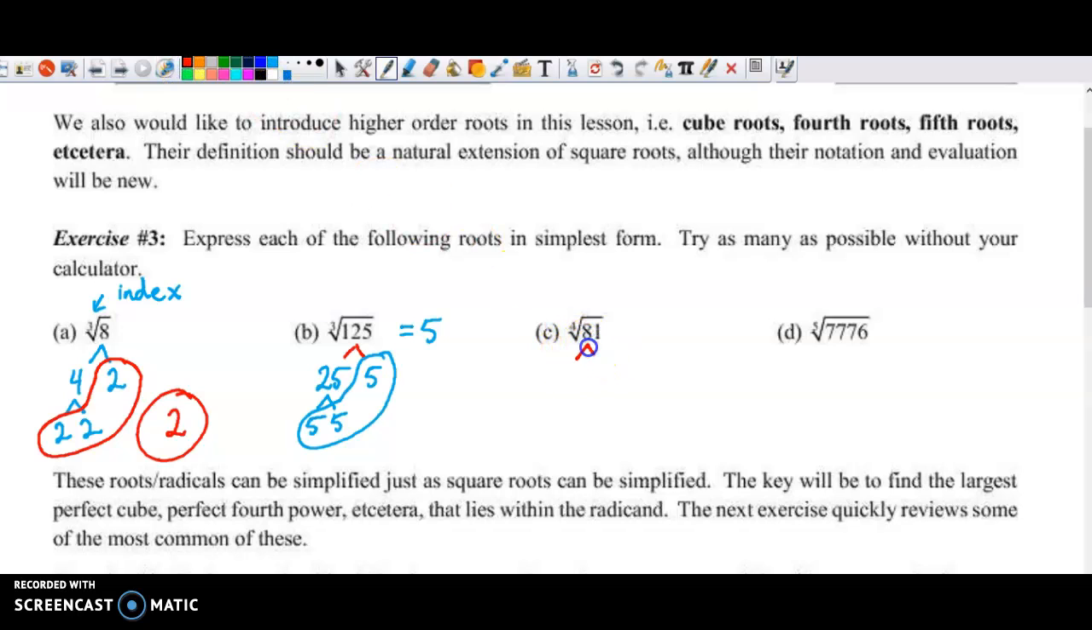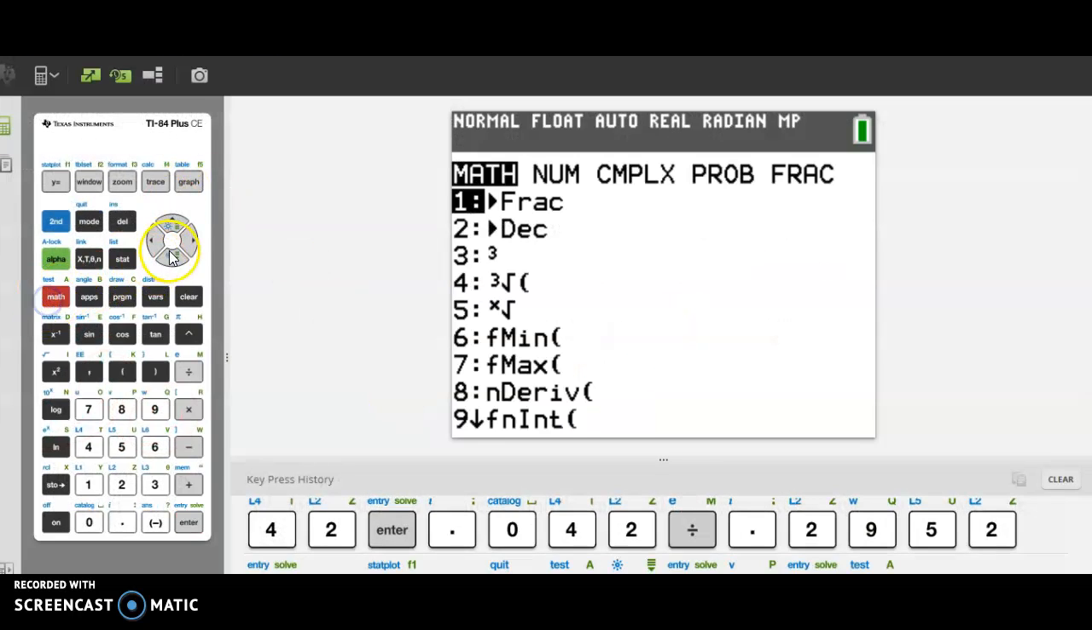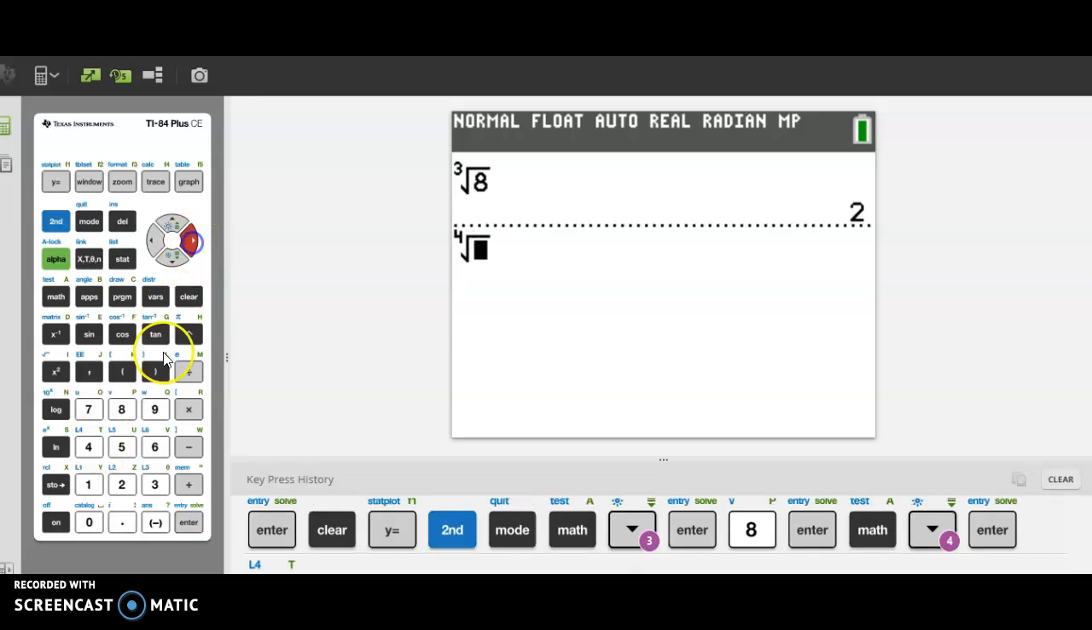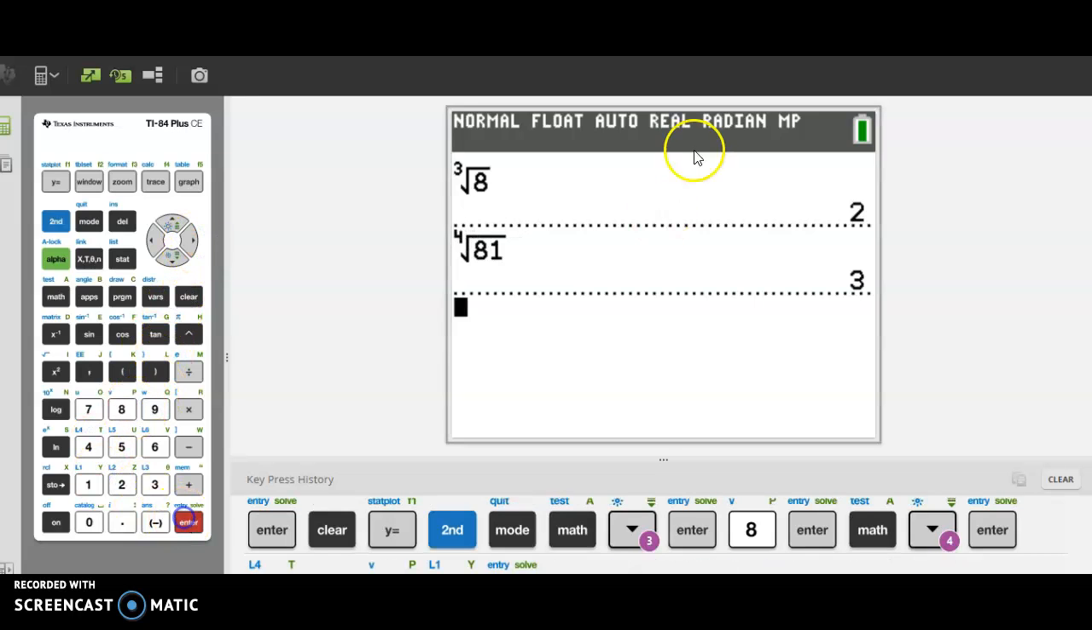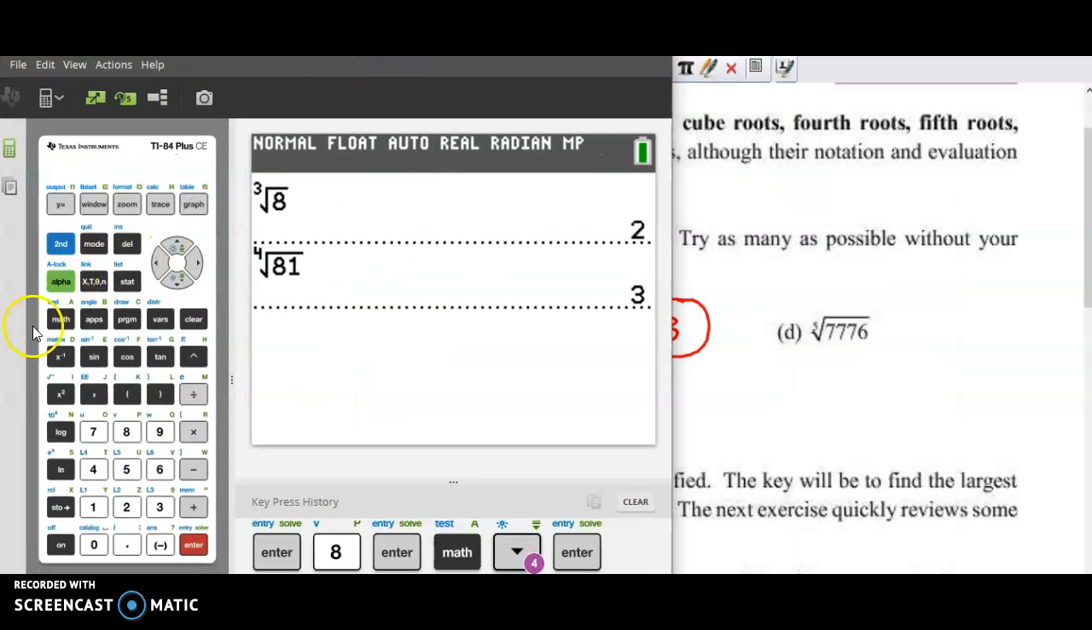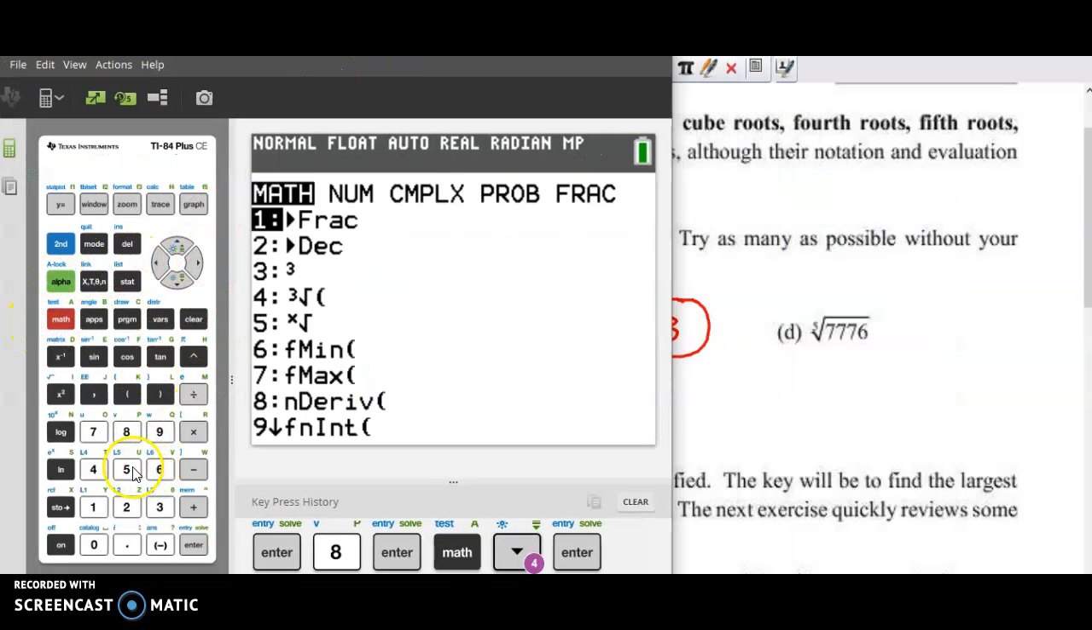Same thing goes with the next one, 9 and 9, but look at the index. I want 4 now, so that's why the 4th root of 81 is 3. And you can double check. Math, go to the 5th option, the fourth root of 81 equals 3. And then the other one is the fifth root of 7776. You could do the problem the same way.